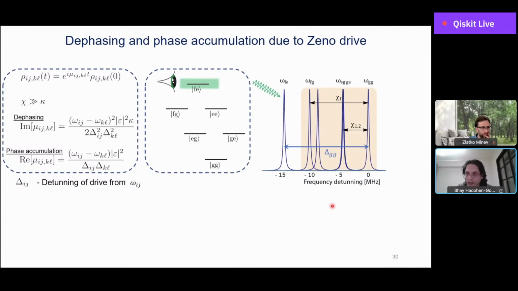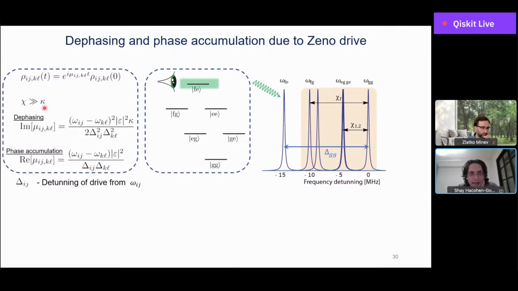The second point that I want to make before actually showing the results of the gate itself is about 2 things, and that is dephasing and phase accumulation due to the Zeno drive itself. So let's forget about the Rabi drive for a moment and imagine just a drive that is off-resonant. If you take a drive that is off-resonant, you can calculate its effect. So this is the density matrix elements and the effect this drive has on all the states in the system. And here I wrote the solution to this evolution. So rho as a function of t is going to be e to the i mu t of the initial state over here.